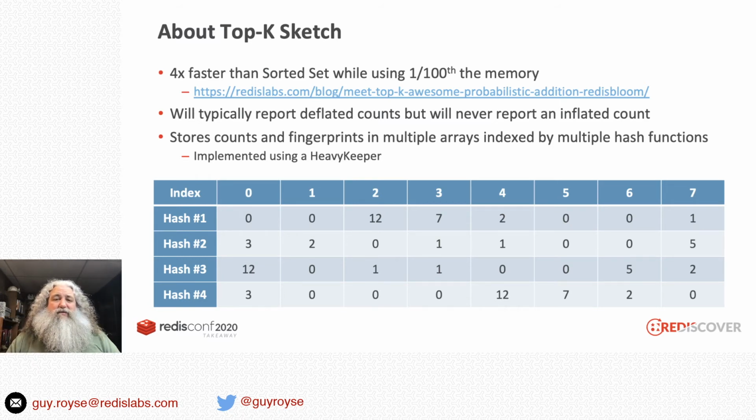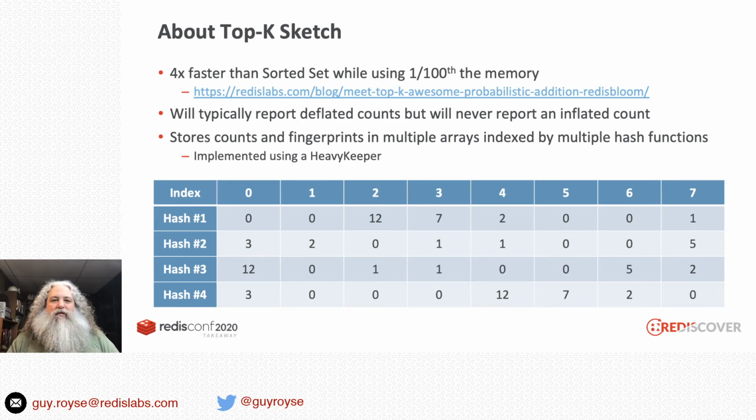We actually have a good blog post on this on our website, which I encourage you to go check out. He takes all the words in War and Peace and then counts them. Basically what he found in his benchmark was that it's 4 times faster than a sorted set. You could use a sorted set to do this sort of stuff, and it would be deterministic, guaranteed to be right. This is 99.9% right, 4 times faster, and uses about 1/100th of the memory. And so you can see how a top K could be a very powerful structure.